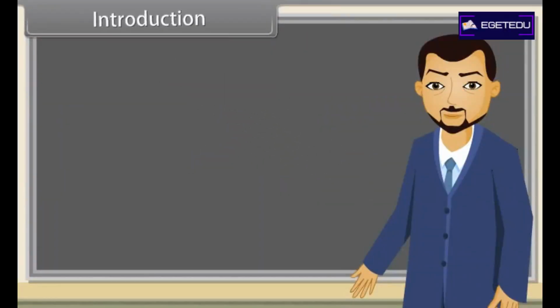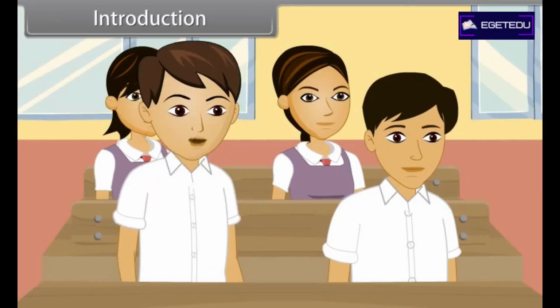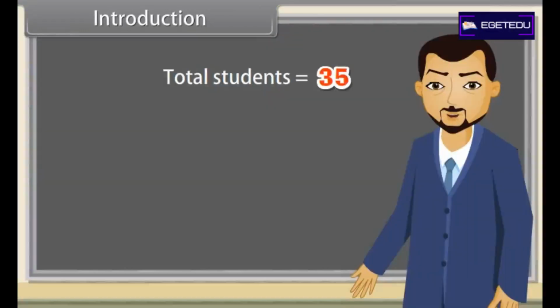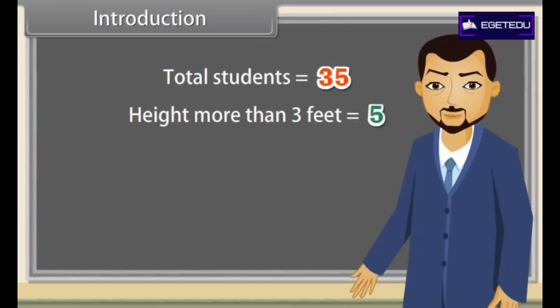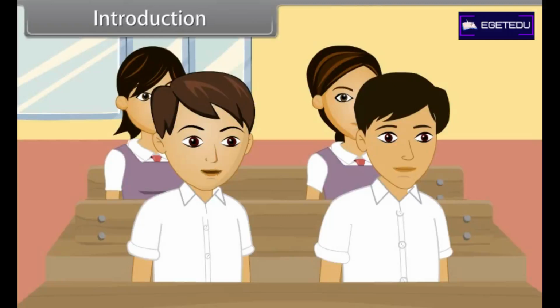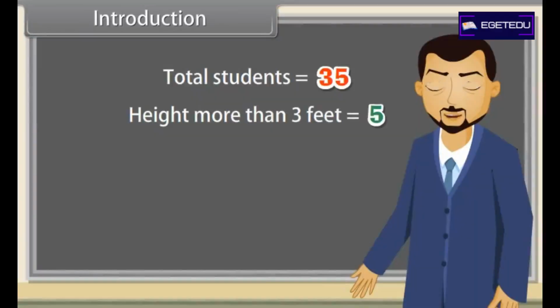Introduction. How many students are there in the class? Sir, 35. How many students have height more than 3 feet? There are 5 students. And how many girls are here? Oh, there are many girls. Do you know why I am asking these questions?